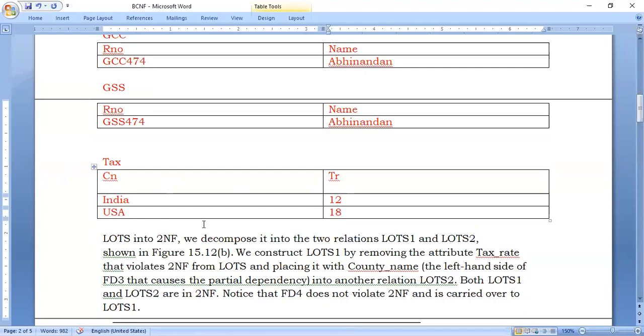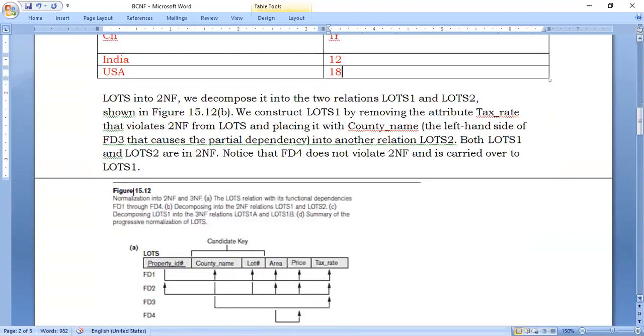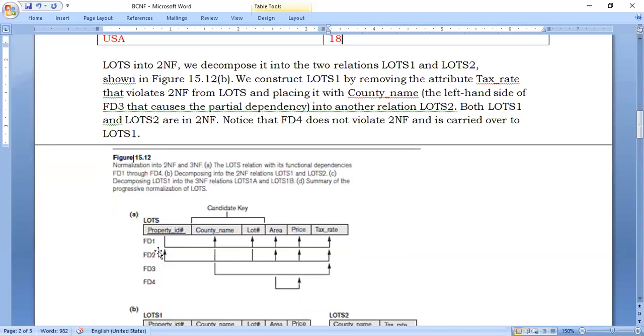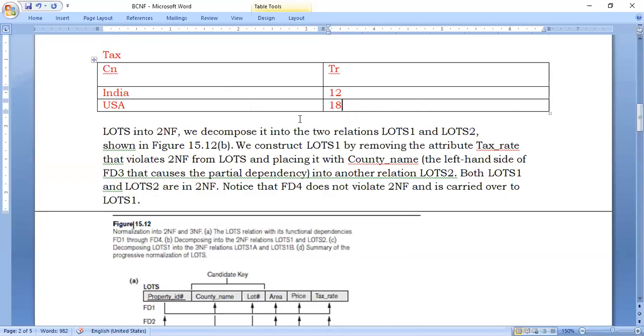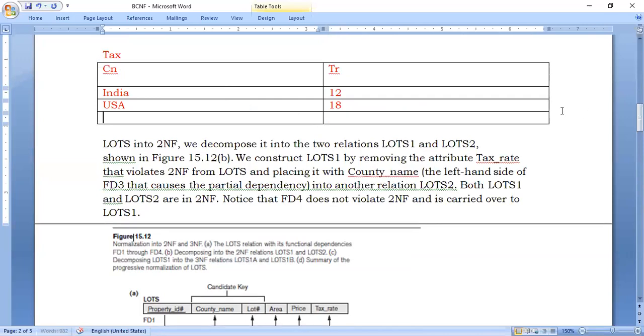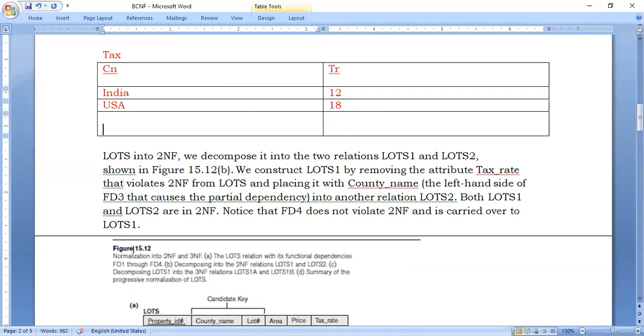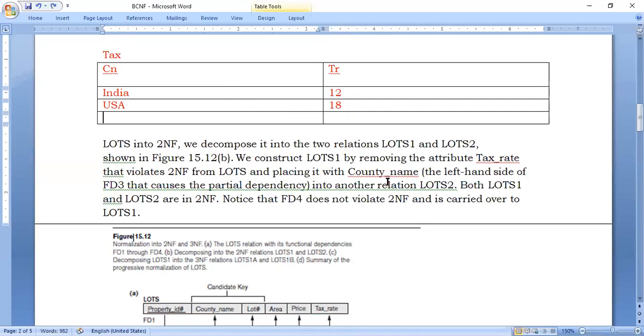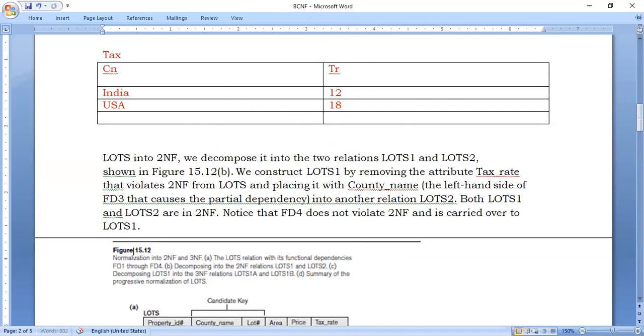When this fact is there, what have we done here? Here we have combined the tax rate along with all the other attributes in the same table. So when we take the example of this table, let us try to understand the attributes of this table. Suppose let us try to understand. We'll take another table here.